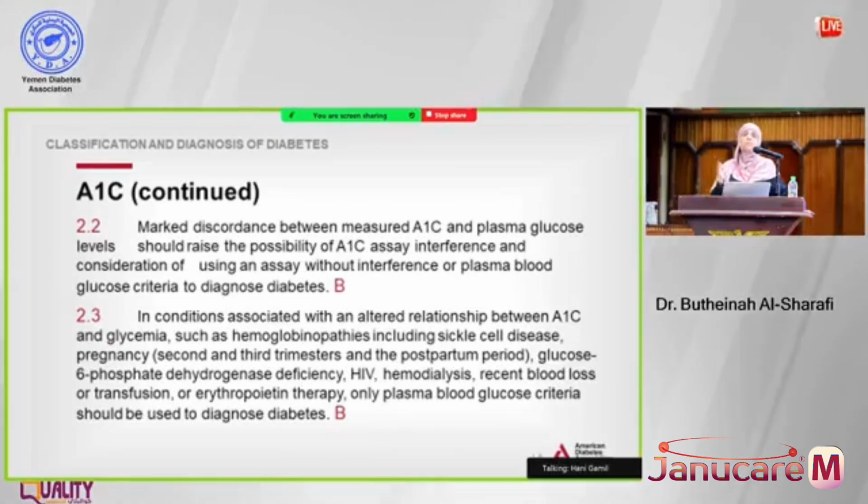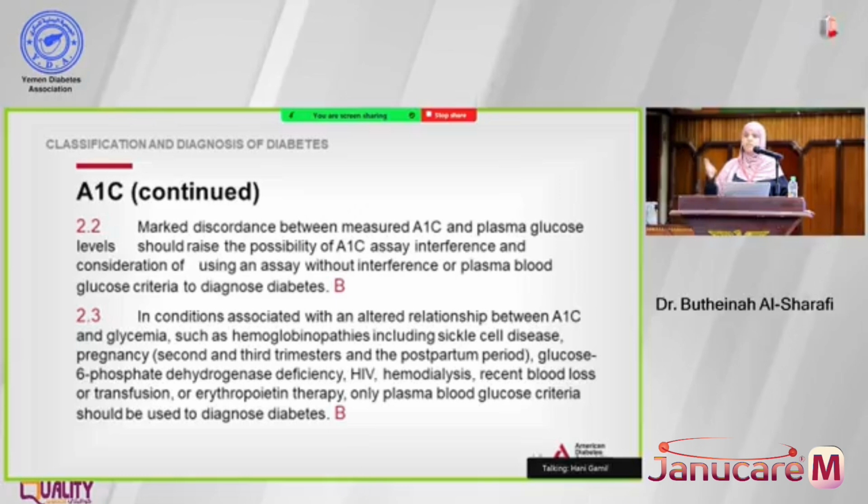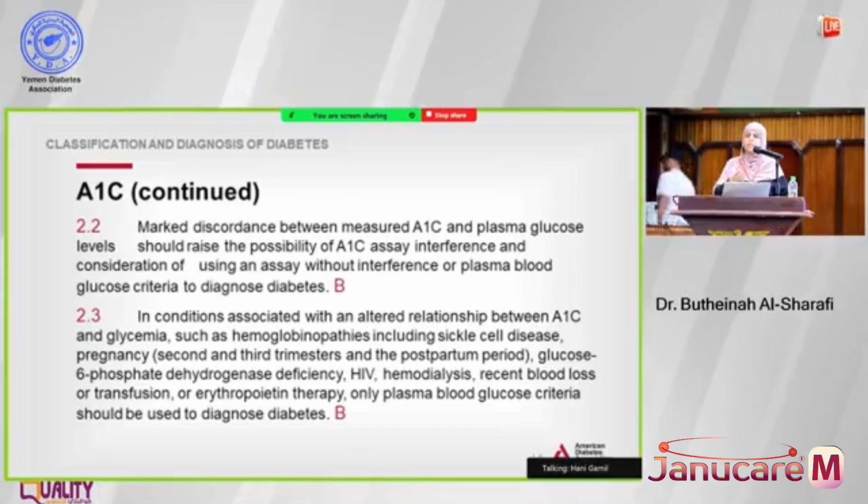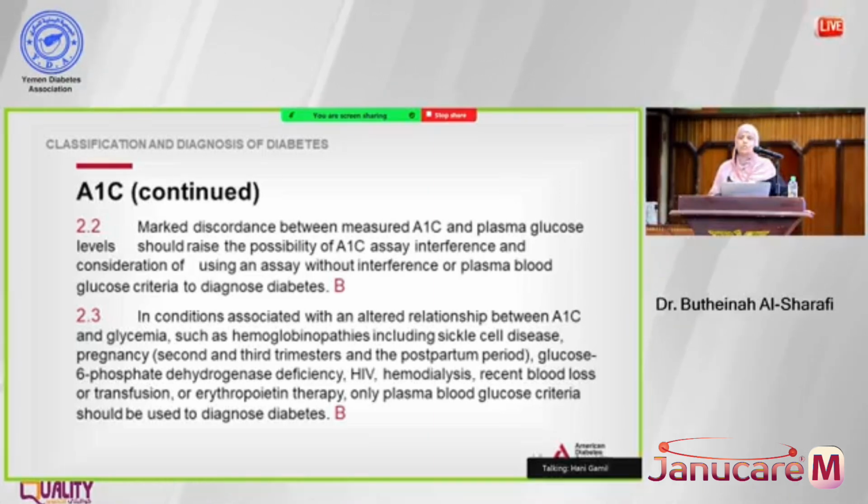And also the A1C can sometimes trick you. The patient may have diabetes, but he's anemic, or he has renal failure, or she is a female that is pregnant, and the HbA1c will be normal or low. So there are diseases that will cause a low HbA1c. So again, you cannot depend on it alone to diagnose diabetes.